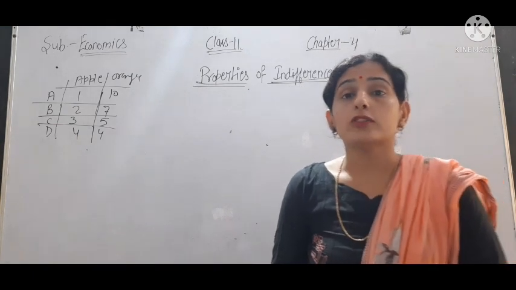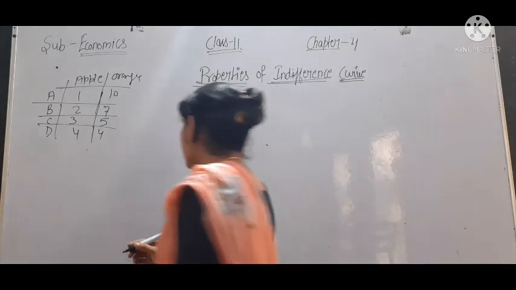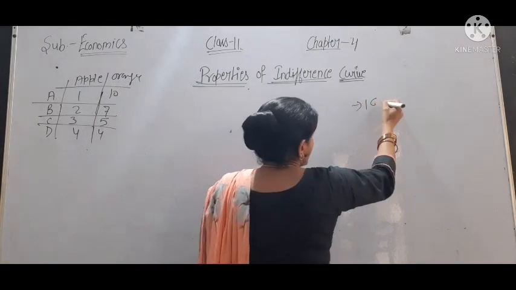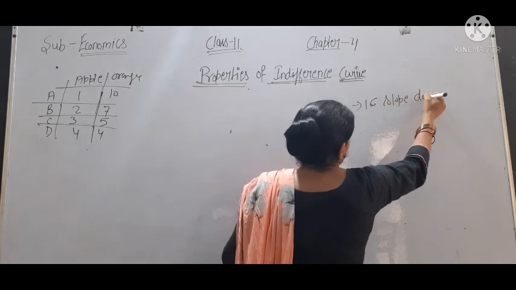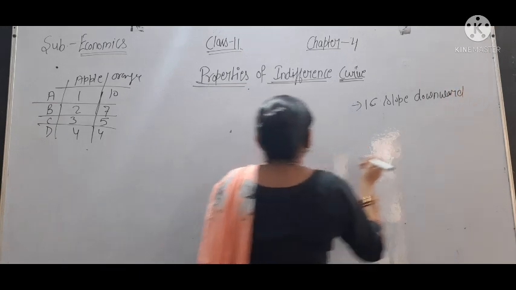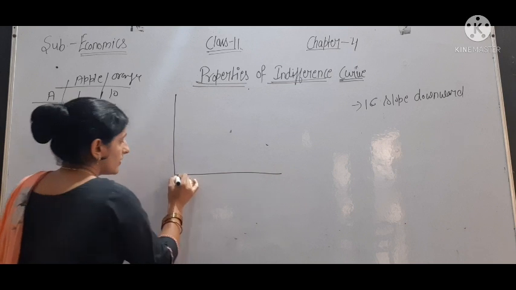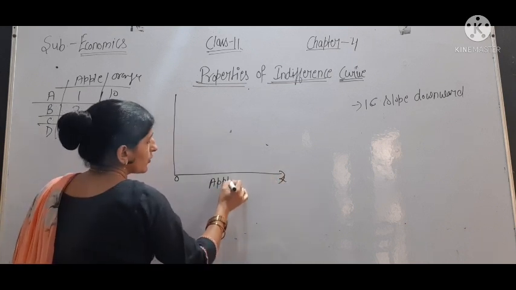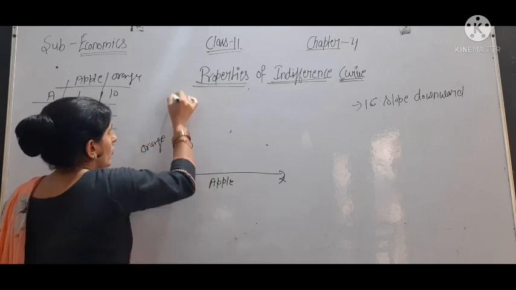Now we will talk about the properties. What are the properties of the indifference curve? The first property is that the IC, the indifference curve, slopes downward. Here we will take apple, or you can write good X, and orange on the OY axis.